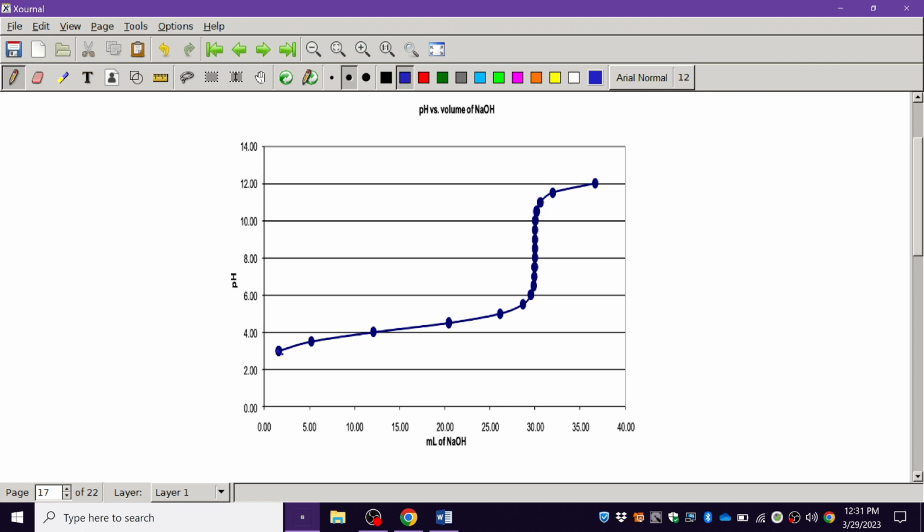All right, so let's use this data to do the same thing. And there's one point that got left off here. Put that in there. All right, it looks something like this. But it really doesn't matter. So how could I figure out from this data the Ka for this weak acid? What can I do?